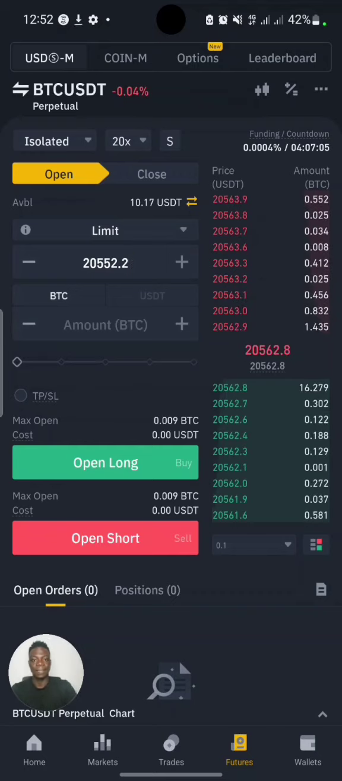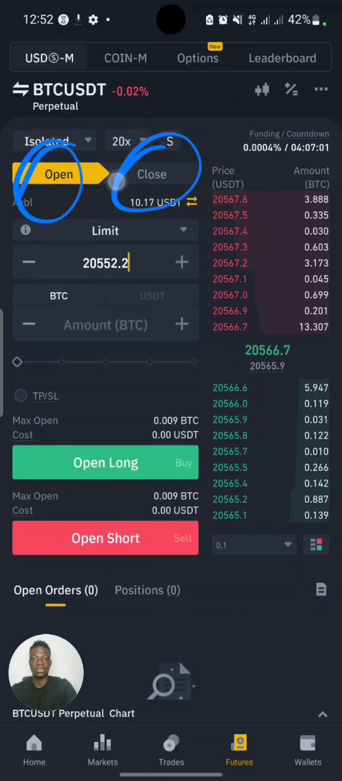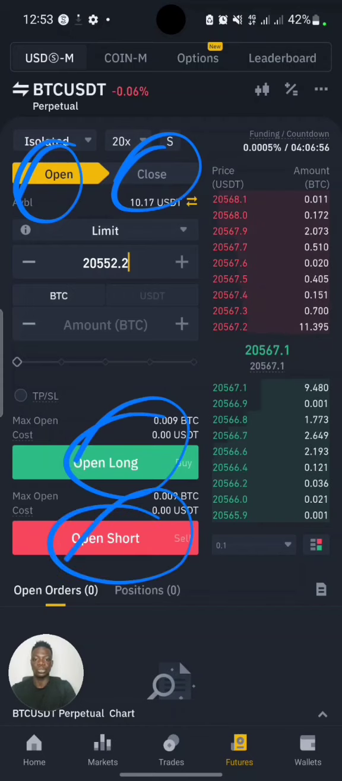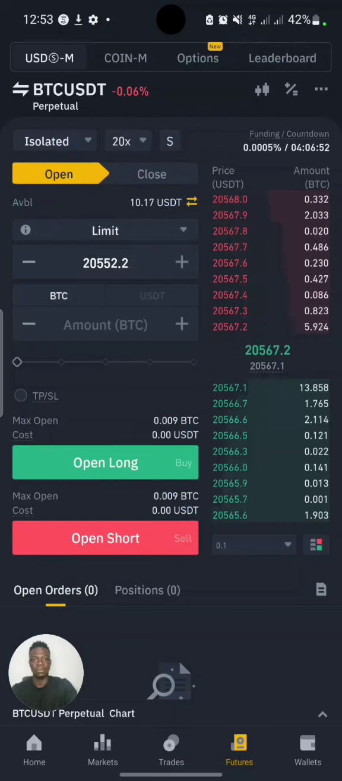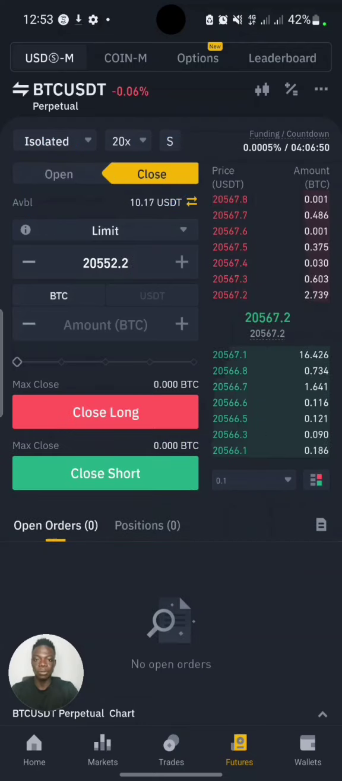So the next thing is open and close. Because I'm on hedge mode, I can open long and open short at the same time. I can do that, right? So if I'm here, maybe I open two trades, long and short, I can come and close short or close long, just to differentiate, just to separate between the two.